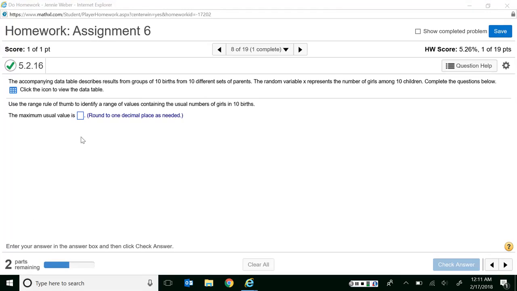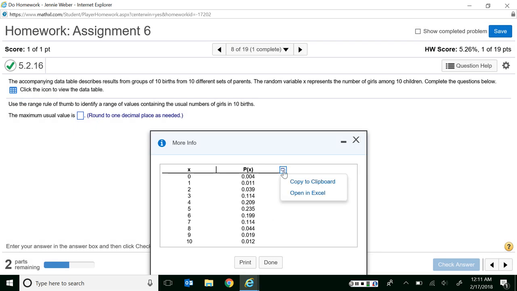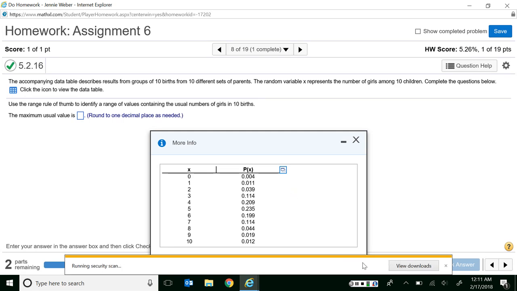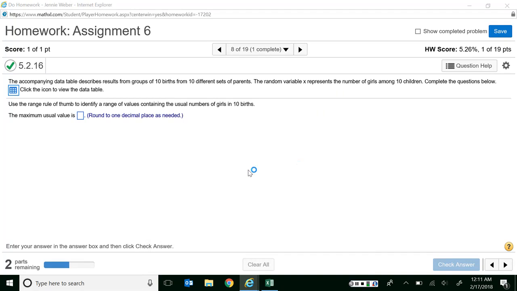Okay, we're given an accompanying table. So the first thing I'm going to do is open up the table. I'm going to open it in Excel because I need my data before I can start anything else. So that's my first thing: I get the data, however you want to do it, get that data copied over.